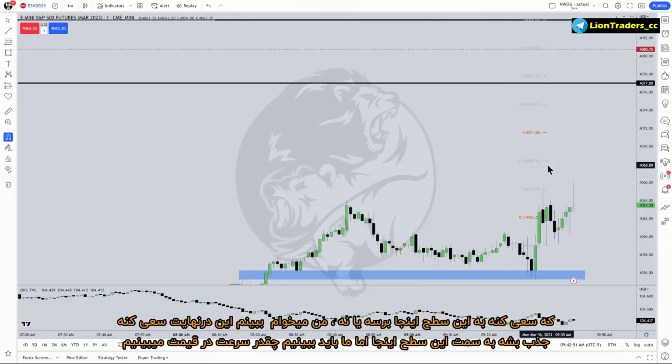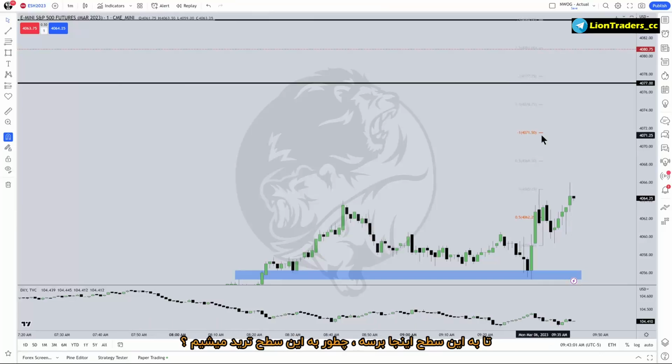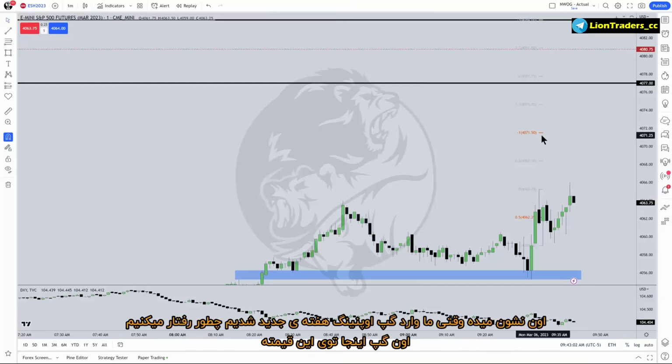But we have to measure how much distance and how much speed we see in price getting to this level here. How we trade to this level, if at all, indicates how we will trade once we get into a new week opening gap that's resting above price here.